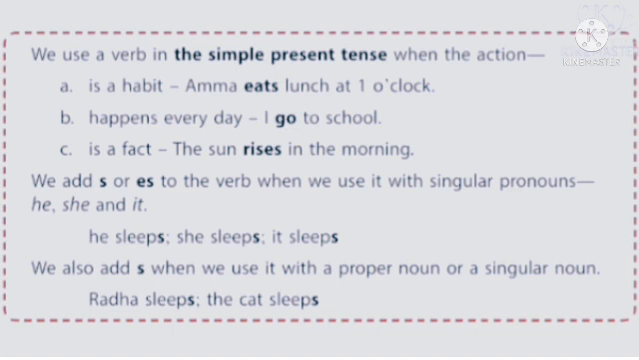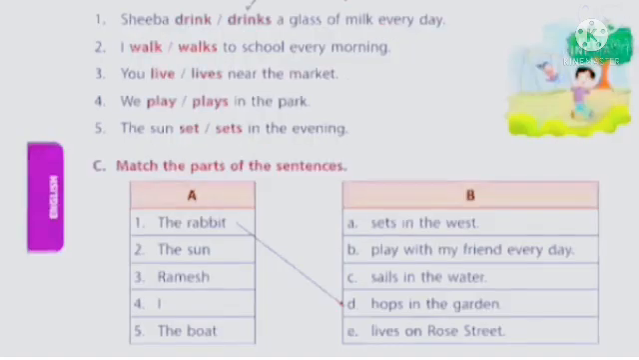It's a natural truth. We add s or es to the verb when we use it with singular pronouns like he, she and it. For example, he sleeps, she sleeps, it sleeps. We also add s when we use it with a proper noun or a singular noun. For example, Radha sleeps. Here, Radha is the proper noun. The cat sleeps.